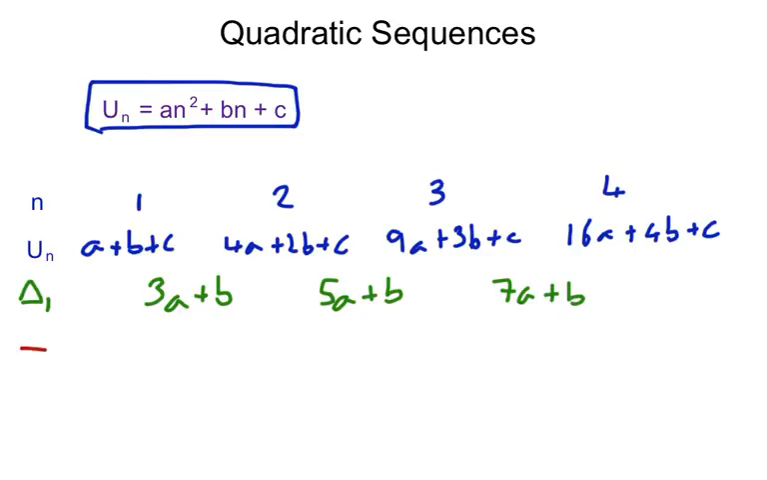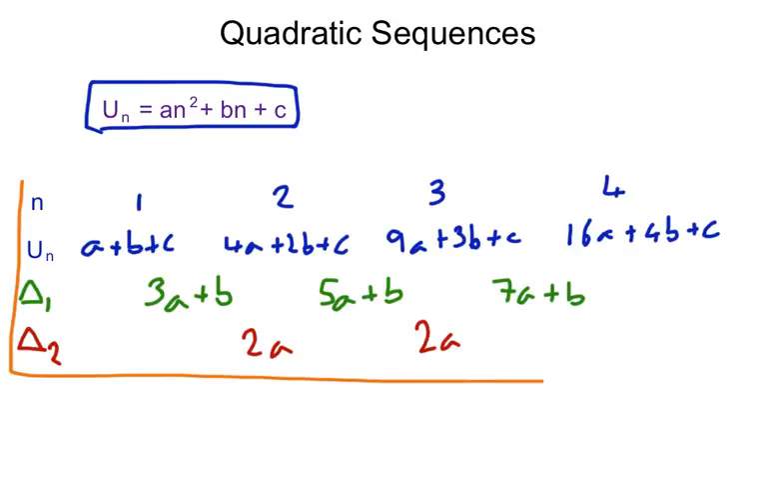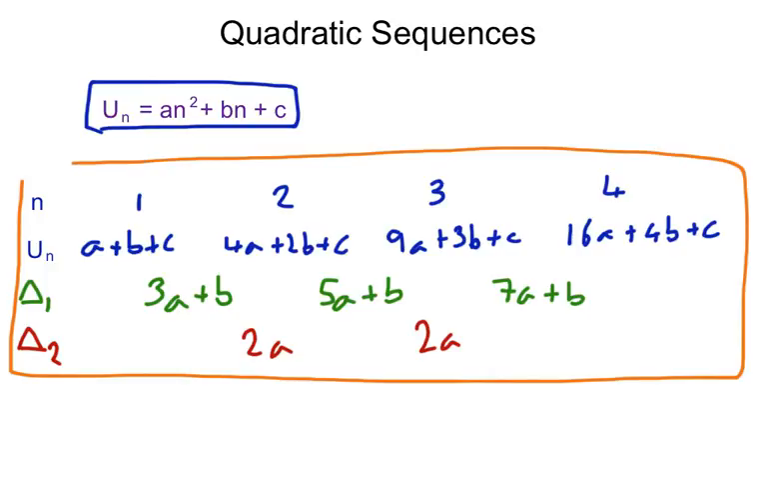Now we look at the second differences. 3a to 5a is 2a, b to b, there's no b's. 5a to 7a is 2a, b to b, there's no b's. And this is our general table for a general quadratic. And when we have this, we can compare it to the table we have for the example sequence, and when we compare it, we can find the values of a, b, and c.